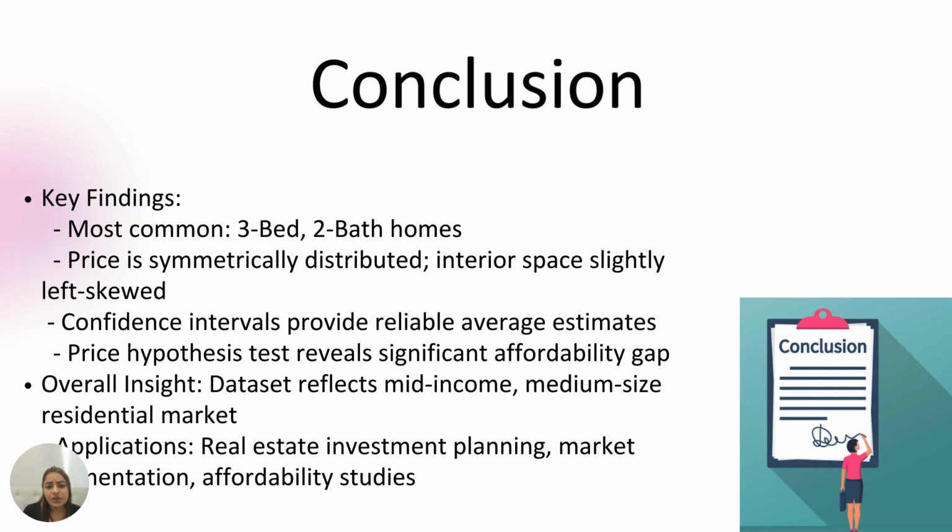Coming up to the conclusion, we had question number 10 to summarize. The most common homes have 3 bedrooms and 2 bathrooms. Prices are symmetrically distributed, but home sizes show slight skewness. Our confidence intervals gave us reliable estimates of price and size. And finally, our hypothesis testing showed that the average price is significantly lower than high-end market prices. This project helps us to understand real estate trends and how statistics can guide market research, investment, planning, and affordability studies. This is all I have for the assignment this time.